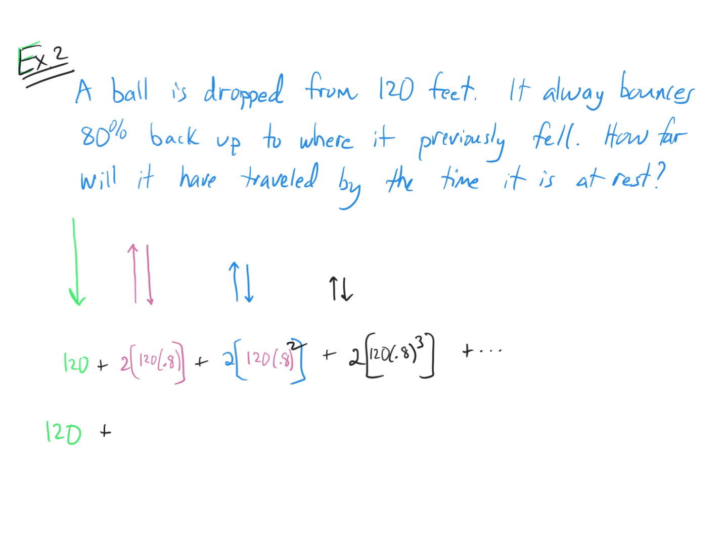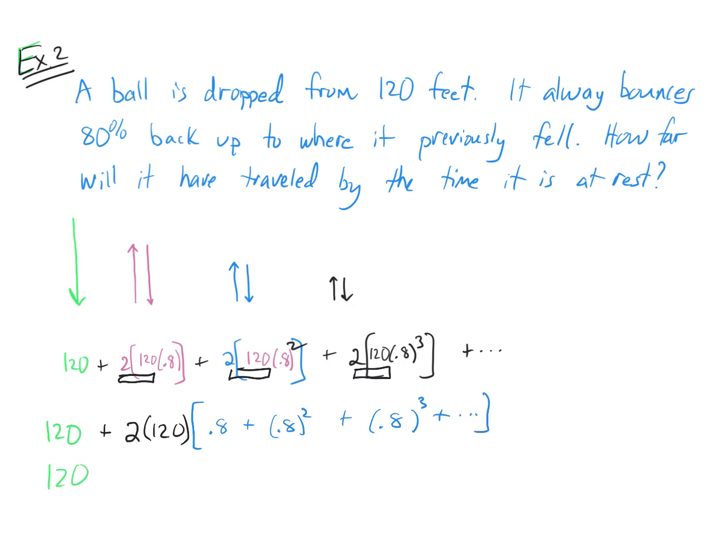For what remains, every single term has a factor of 2, so I'm going to factor that 2 out. Also, every single term has a factor of 120. So just using algebra 1, the distributive property, I'm going to factor out the 120. What remains will be our series, which was 0.8 plus 0.8 squared and onward. A nice, simple geometric series.